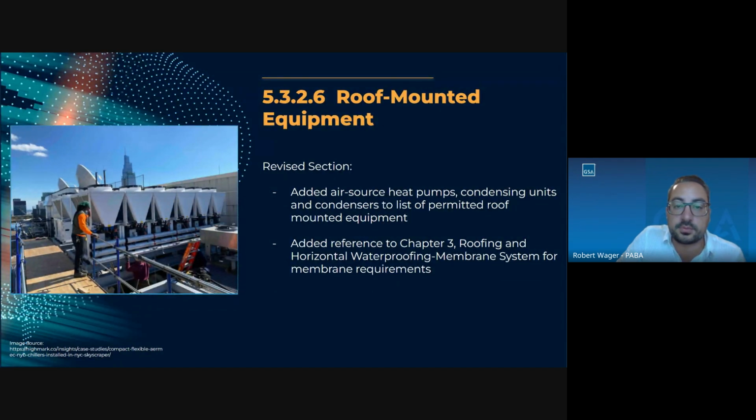Section 3.2.5326, roof mounted equipment. Air source heat pumps, condensing units, and condensers are now listed as equipment that is permitted to be installed on the roof. Makes it a lot easier to accommodate air source equipment now. And we also added a reference back to Chapter 3 for roofing and horizontal waterproofing membrane systems, just to coordinate those two sections.